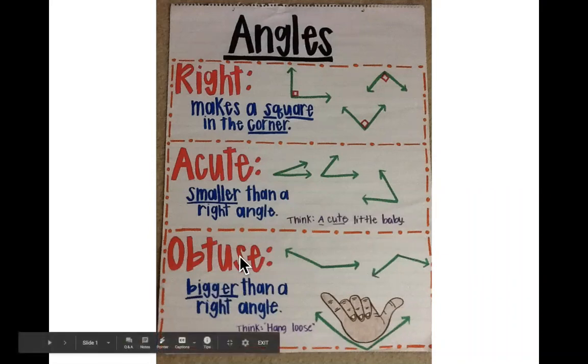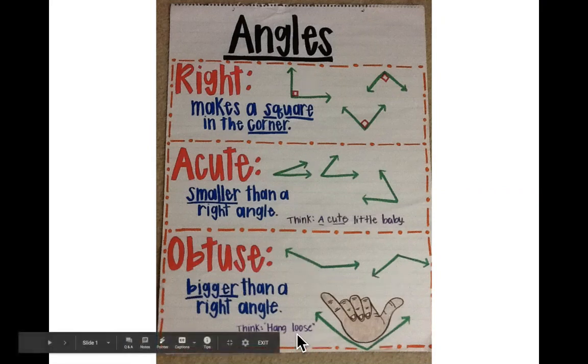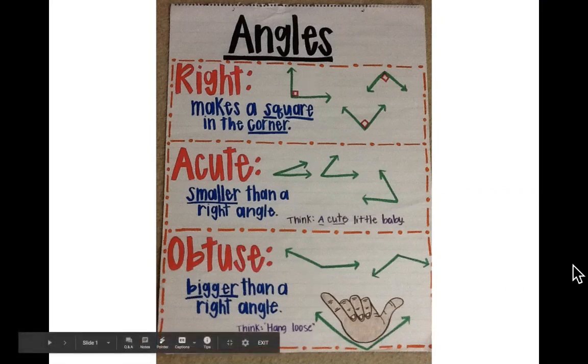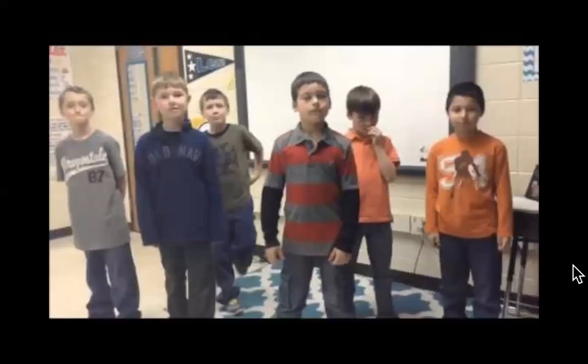An obtuse angle is bigger than a right angle. So here are some examples. And you can think of the hang loose symbol that you would see surfers do. I have a song that I found on YouTube that gives you some more descriptions of these different types of angles. And they actually added a fourth angle, which is a straight angle, which is just a straight line. So I'm going to show you that video.